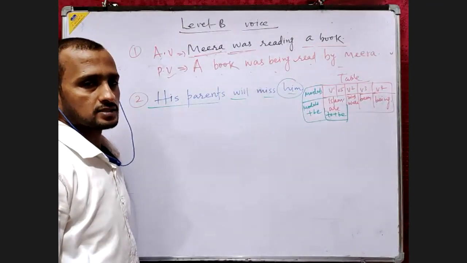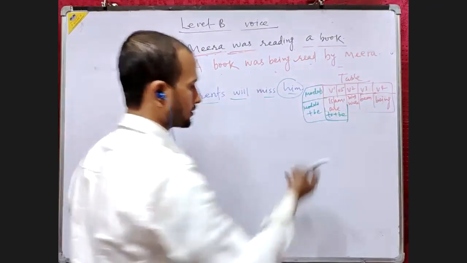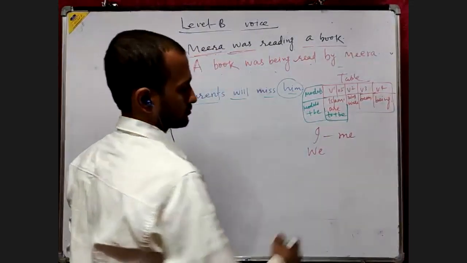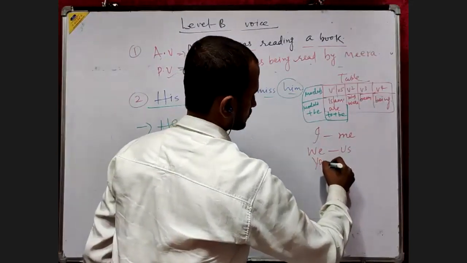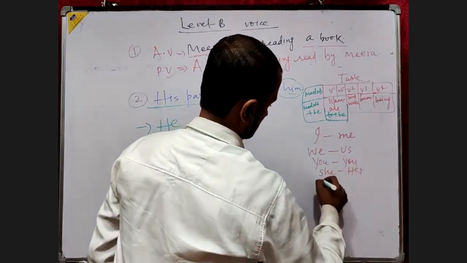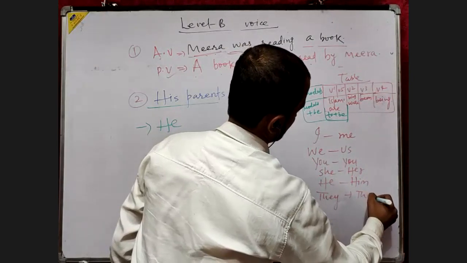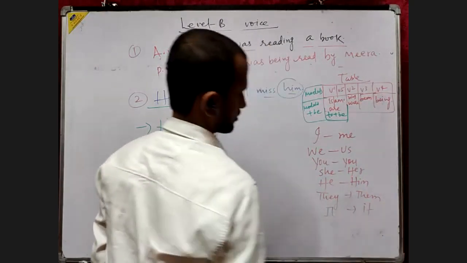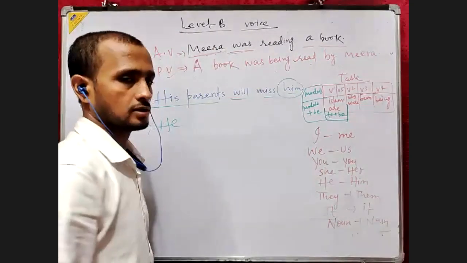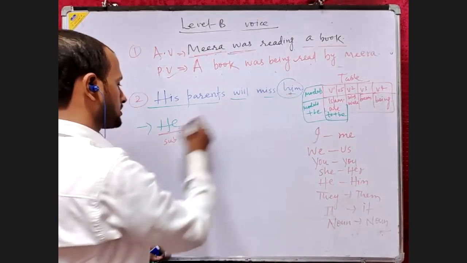Him is the object. And what is the subject of him? He. Have you remembered? What is the object of I? Me. What is the object of we? Us. What is the object of you? You. What is the object of she? Her. What is the object of he? Him. They, them. It, no change. Noun means name. It means we have to write the subject here. That's why him will be changed into he.